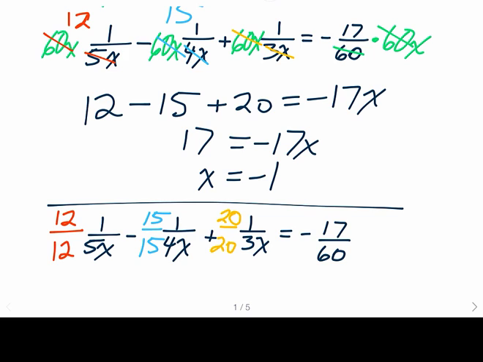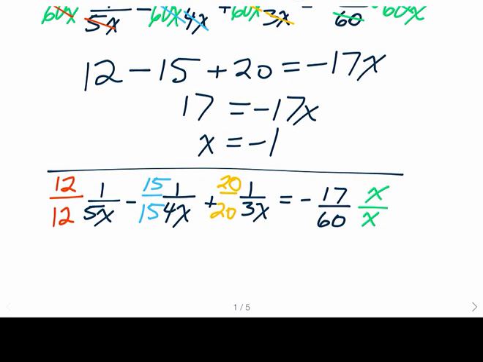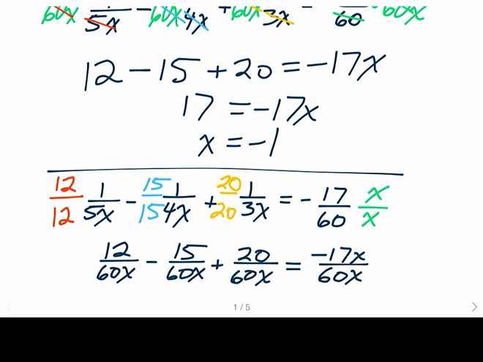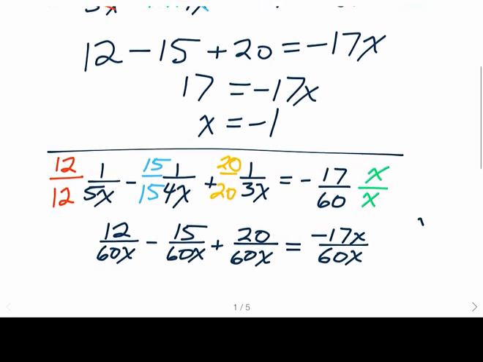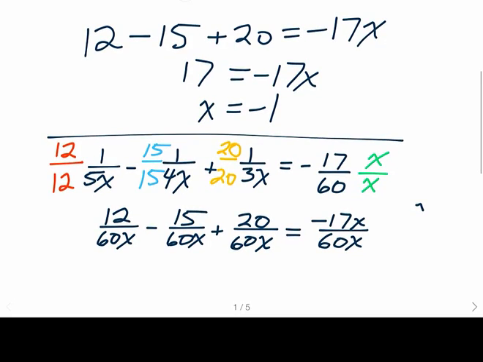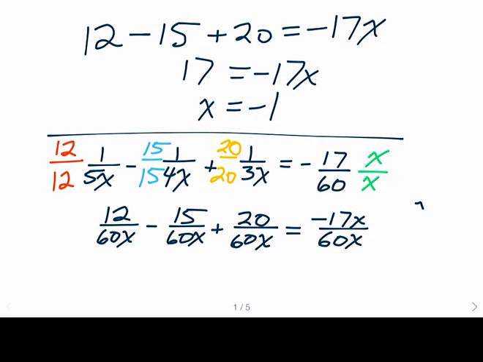And then finally, on the right-hand side, we have that negative 17 over 60, and it's simply missing a factor of x, so we multiply by x over x. Now what I've done is I've achieved common denominators, which was what we were after in this technique. Let me rewrite all of the terms reflecting that common denominator. And after multiplying, I have 12 over 60x minus 15 over 60x plus 20 over 60x is equal to negative 17 over 60x.